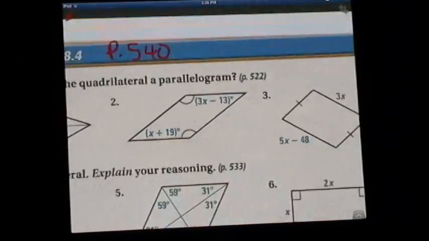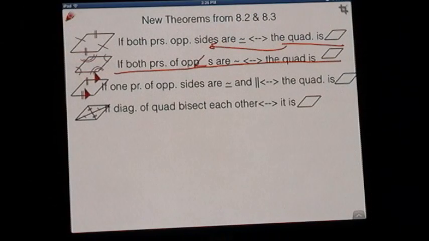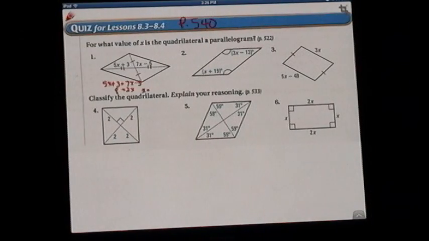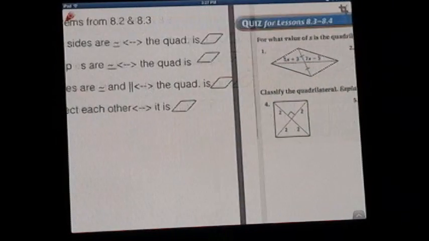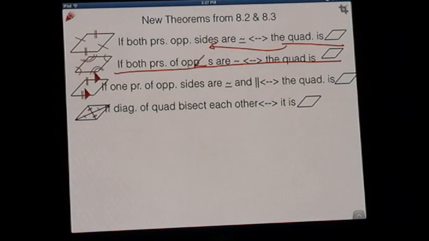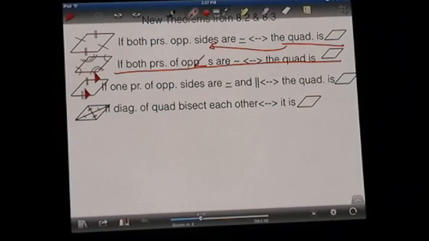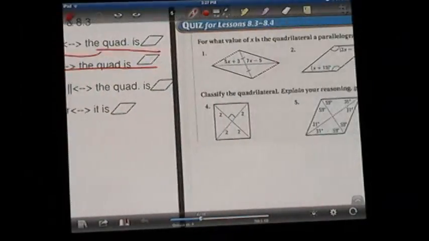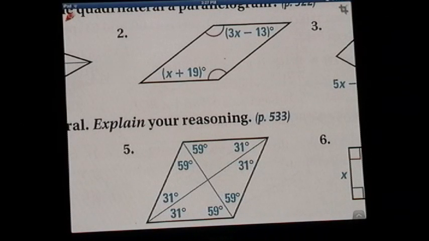Okay, here we're using another theorem. We're looking at angles. It says if it's a parallelogram, then both pairs of opposite angles would need to be congruent. So that means this has to be congruent to this as well. So you're going to write your equation, x plus 19 is equal to 3x minus 13. And then you can work that out.